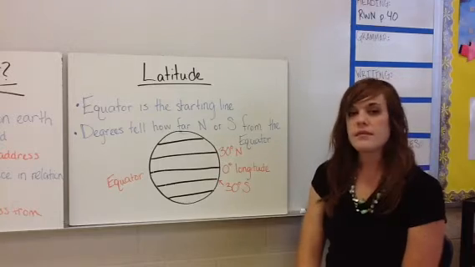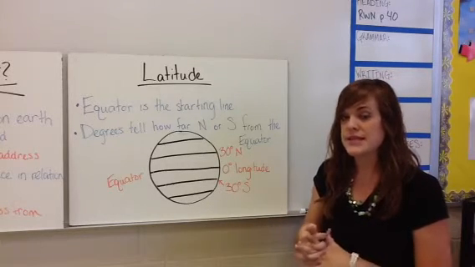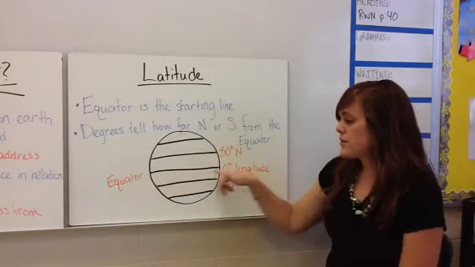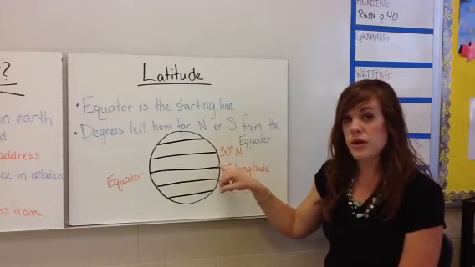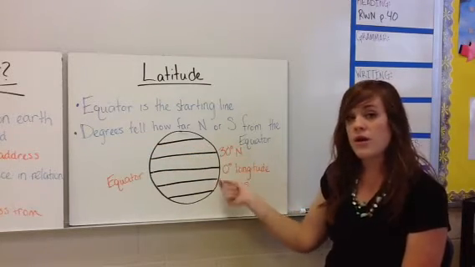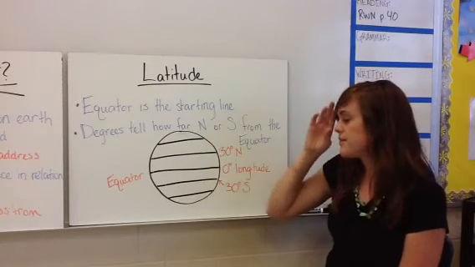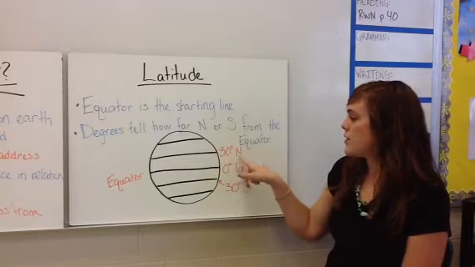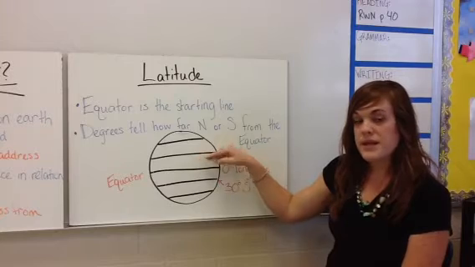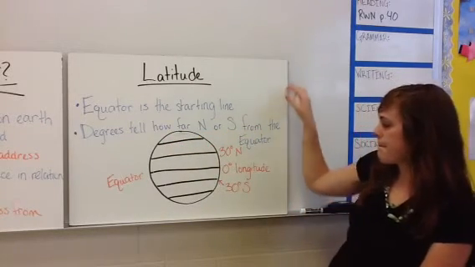Okay. The second thing about latitude is how to use it to find places on the Earth. The equator is where you start. You always start here when you're looking for latitude. Then these degrees tell you how far north or south from the equator to go to your location. So, 30 degrees north, you would start at the equator and go up 30 degrees. That takes you to the line of latitude at 30 degrees north. Okay?